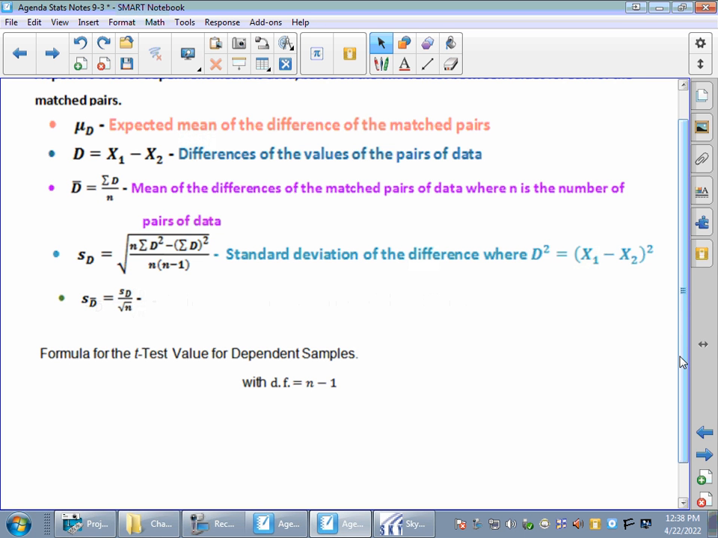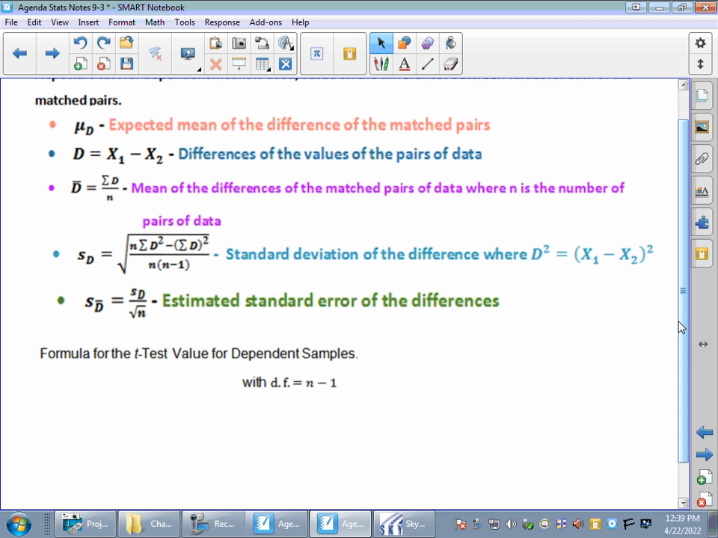So we'll do a practice. There is a lot of stuff here, so I don't know if you notice in the notes, we're going to actually make a table. Last but not least, S sub D bar. That is the standard deviation of our differences divided by the square root of n. This is our estimated standard error. We can use this in our confidence intervals. It's the margin of error. Okay, so there's a lot there.